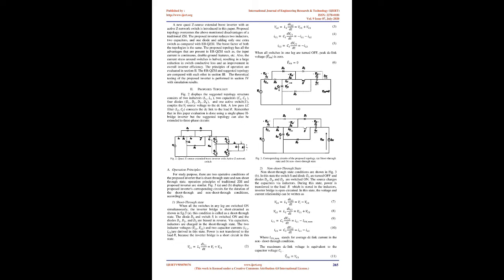Proposed topology overcomes the above-mentioned disadvantages of a traditional ZSI. The proposed inverter reduces 2 inductors, 2 capacitors, and 1 diode, and adds only 1 extra switch as compared with EB-QZSI. The boost factor of both topologies is the same. The proposed topology has all the advantages present in EB-QZSI, such as continuous input current, double ground features, etc. Also, the current stress around switches is halved, resulting in a large reduction in switch conductive loss and an improvement in overall inverter efficiency.